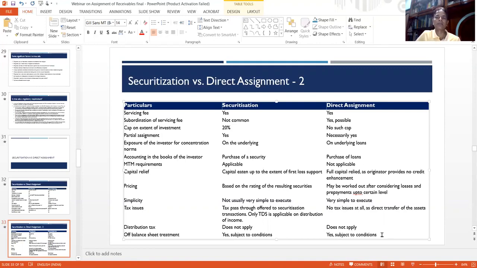Off-balance sheet treatment. I must very quickly say, in case of securitization, based on the practices prevalent in the country, off-balance sheet treatment for PTC transactions, for securitization transactions, is difficult, but off-balance sheet treatment for DA transactions is extremely common, very, very common.